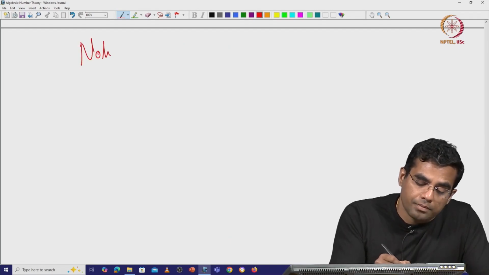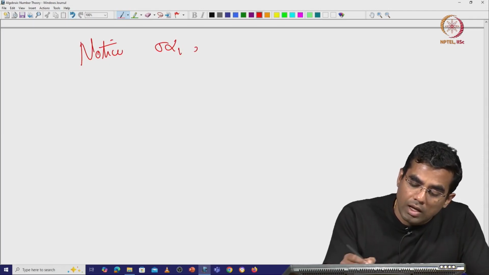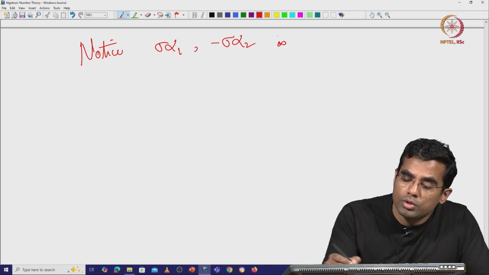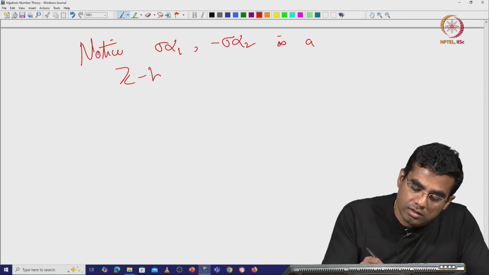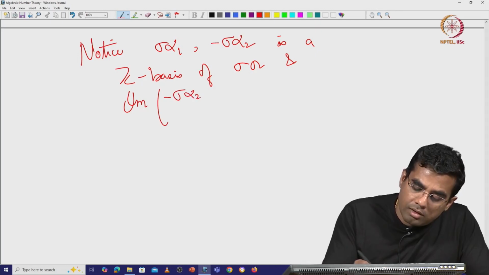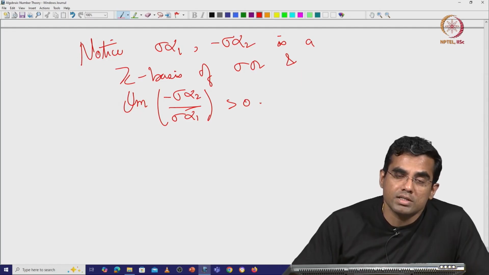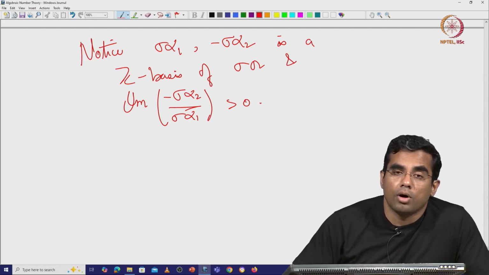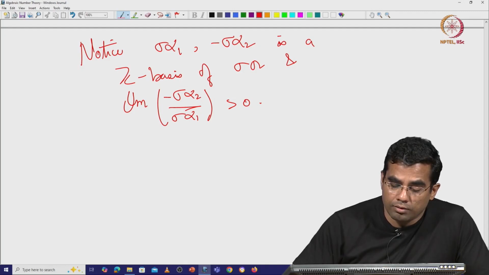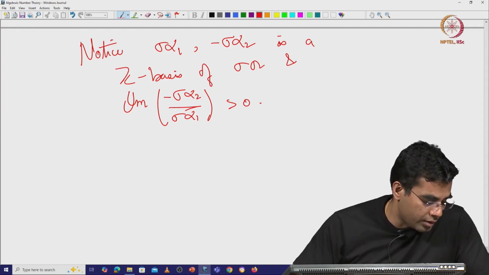Notice that sigma alpha 1 and minus sigma alpha 2 is a z basis of sigma A, and the imaginary part of minus sigma alpha 2 by sigma alpha 1 is bigger than 0. So, the z basis that we are going to use for sigma A is not sigma alpha 1, sigma alpha 2, but sigma alpha 1 and minus sigma alpha 2.